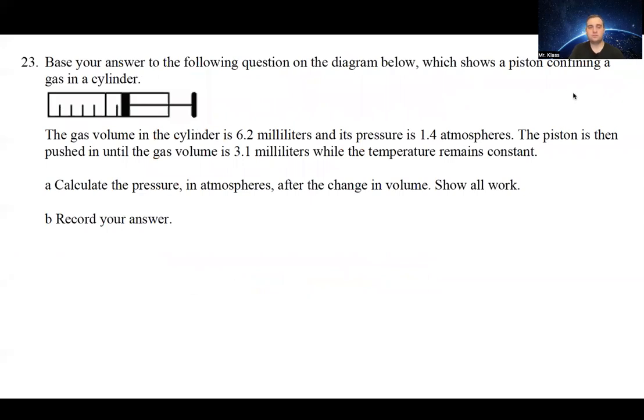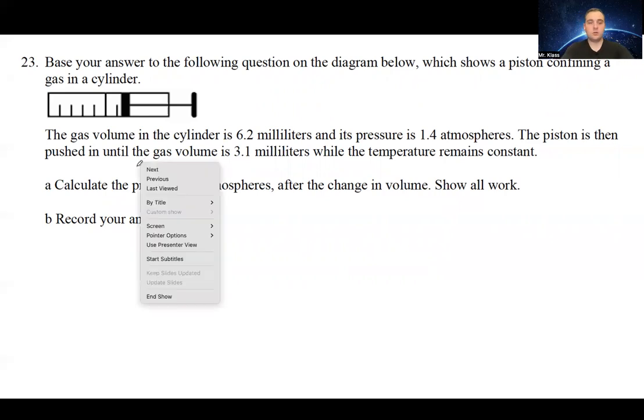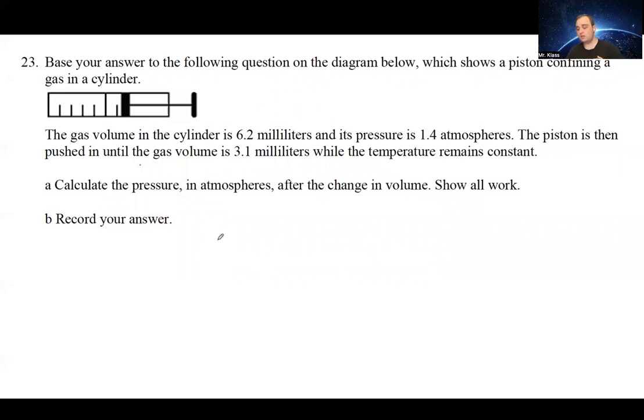Okay, let's look at another problem. The gas volume in the cylinder is 6.2 milliliters, and the pressure is 1.4 atmospheres. The piston is then pushed in until the gas volume is 3.1 milliliters when the temperature remains constant. All right, let me pull out my notes here. It asks you to calculate the pressure in atmospheres after the change in volume, show all your work, and then from there, we're going to record our answers. This is asking for numerical setup and a bottom line for the answer.